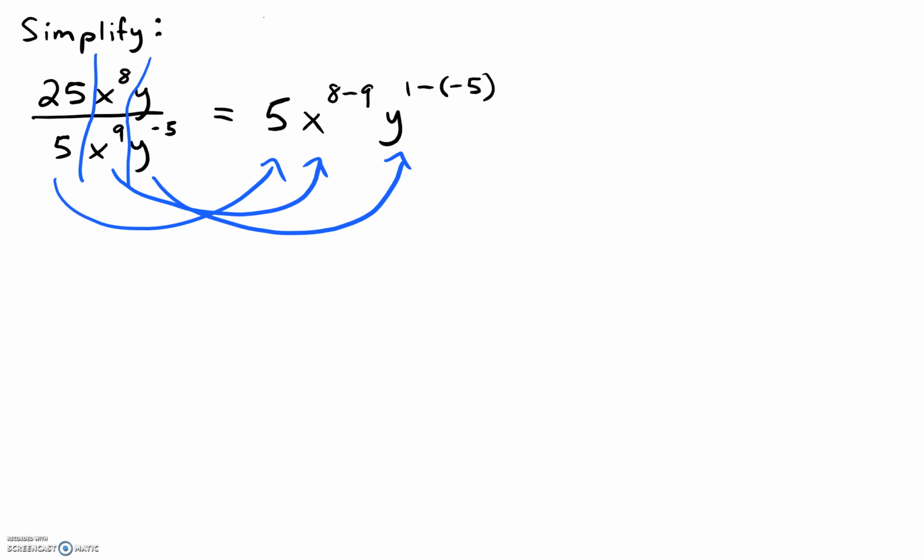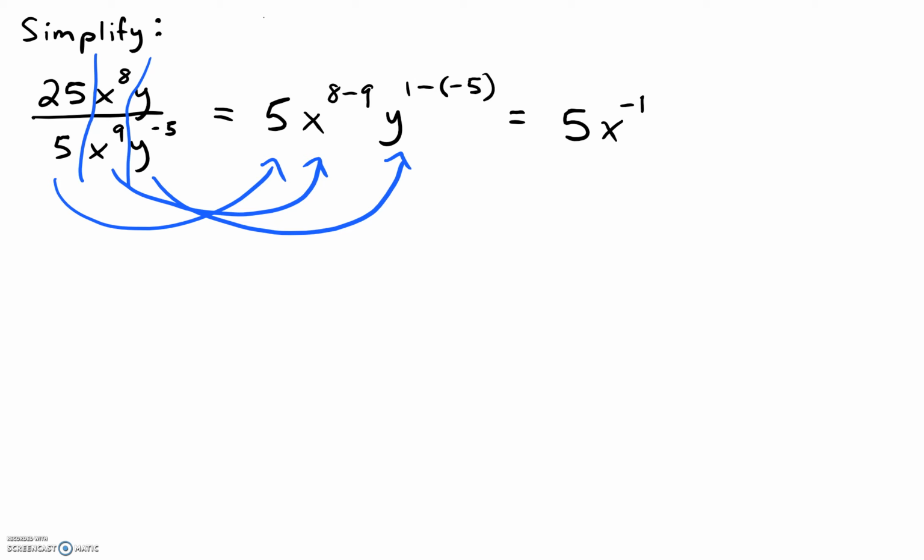So now the problem looks a little bit better, but there's still some more work that can be done. We can just bring the 5 right on over. There's nothing else to do there. We have x to the 8 minus 9. Of course, 8 minus 9 is negative 1. So we have x to the negative 1.